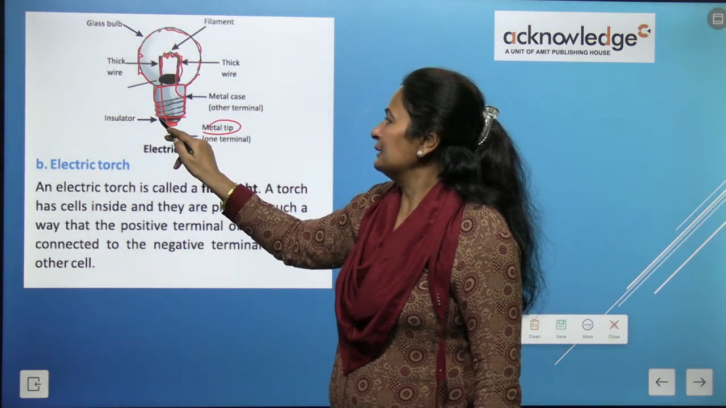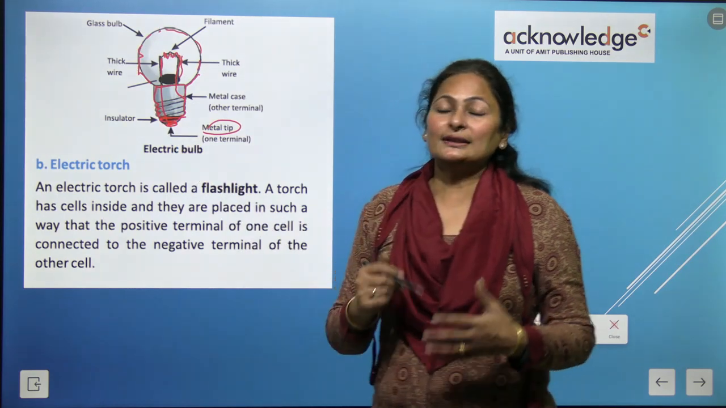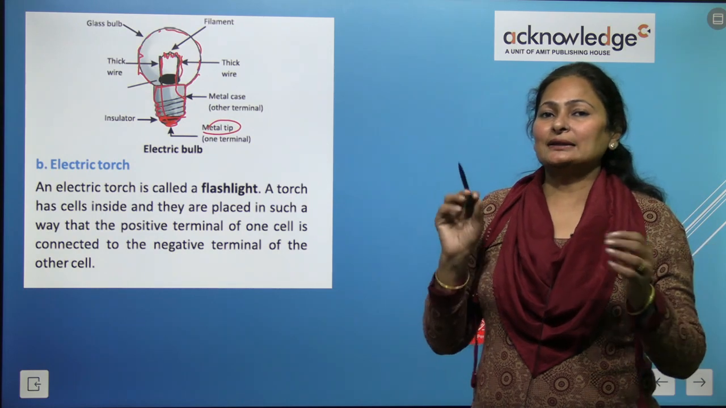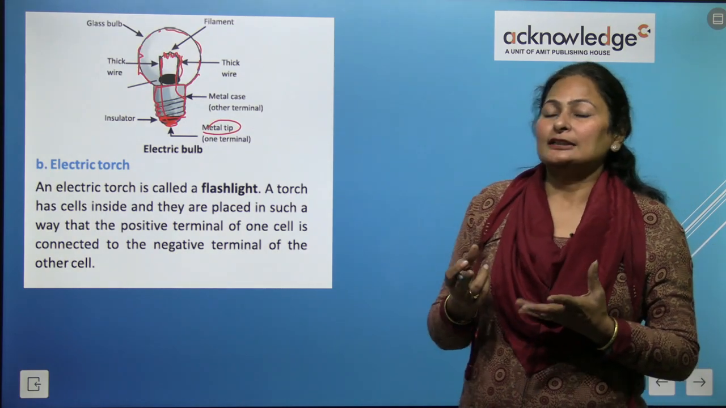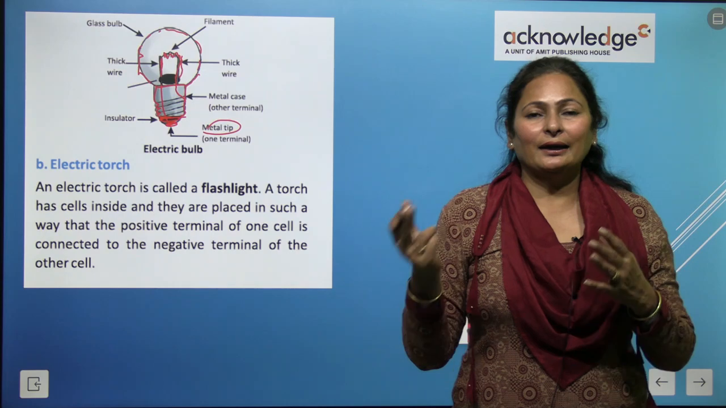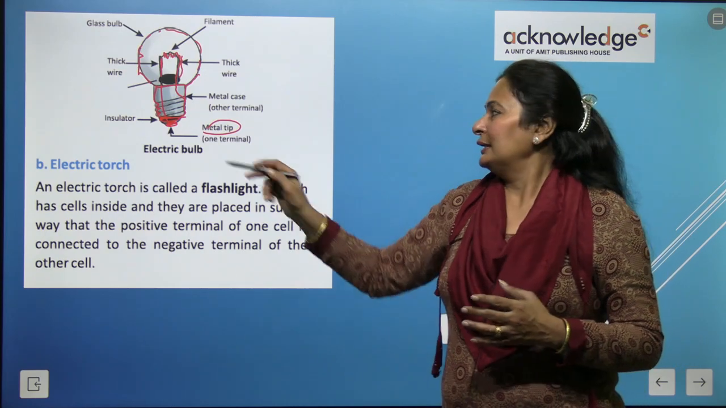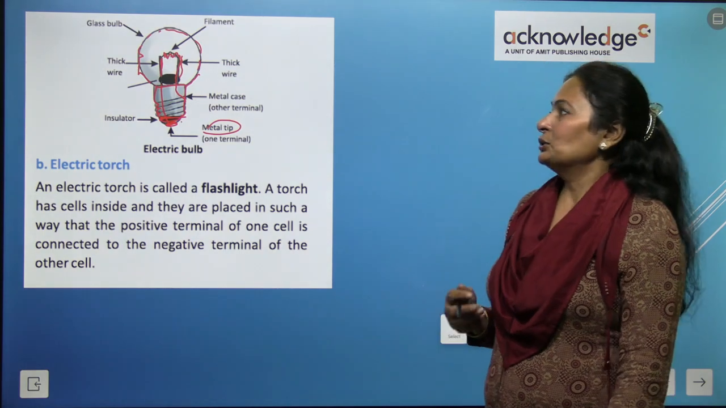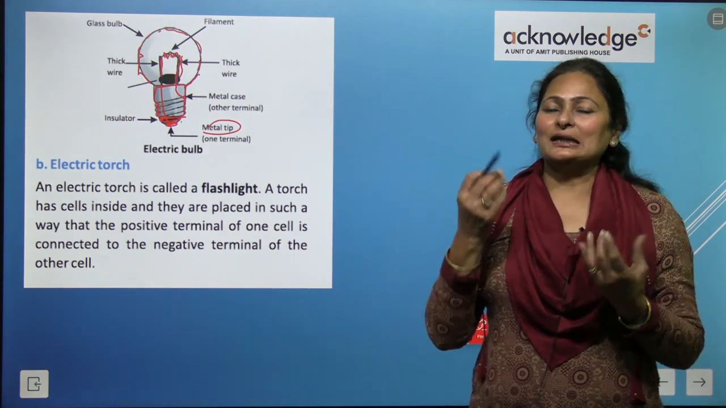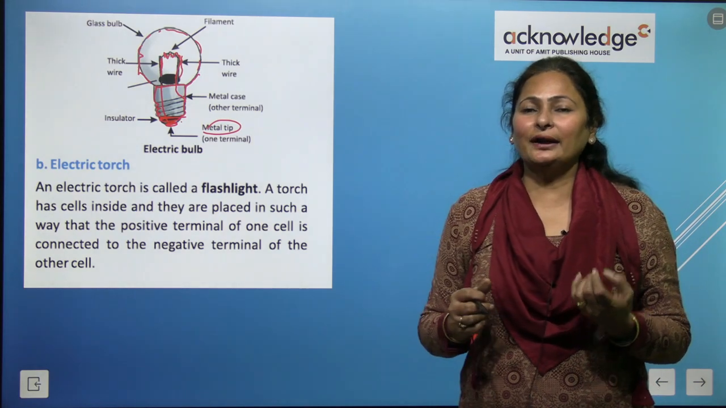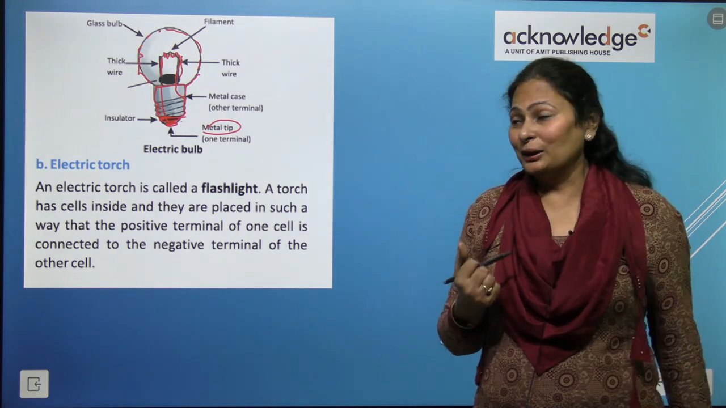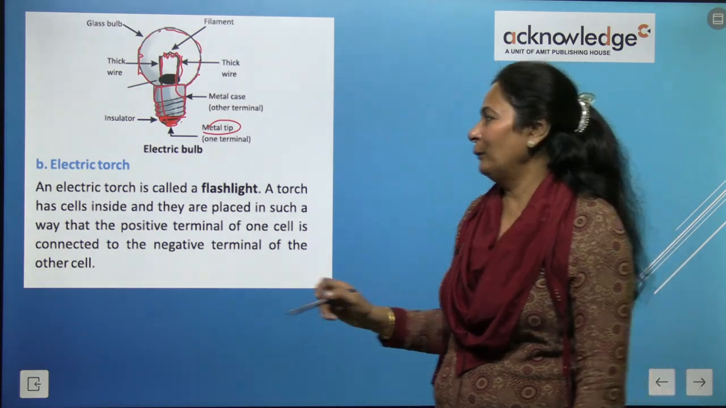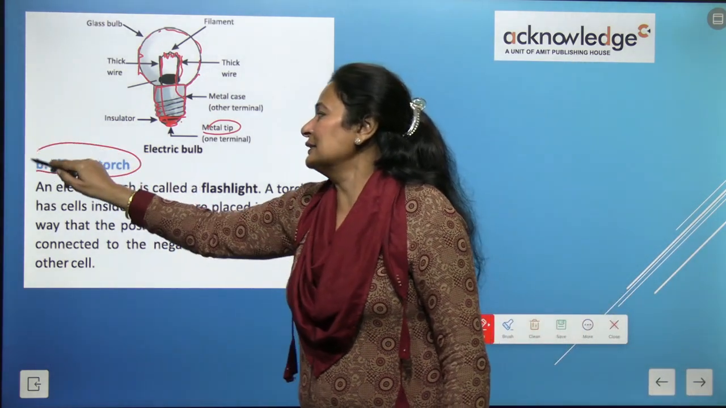This is the insulator. We will also learn what an insulator is. So these two thick wires are connected with two different points. First is the metal case and another is connected with this tip, right? So when you switch on, electricity passes through this circuit and it glows. Now we will learn about the circuit also. Don't worry about this. Just focus here.